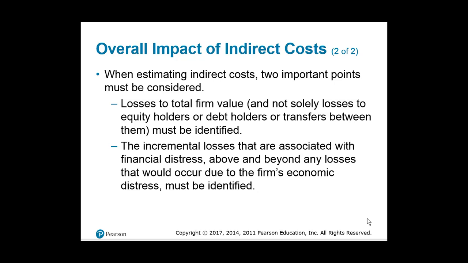So think, just before we get to the overhead, about these indirect costs. The loss to the total firm, the equity holders or debt holders, transfers between them. So if we're talking about the losses to the total firm and not just to equity holders or debt holders, we have to identify what these things are. This is what makes it very difficult to do. Then there are the incremental losses that are associated with financial distress, above and beyond any losses that would occur because of economic distress. These are the ultimate costs that we have to forecast and measure. So again, the costs are substantial, and in the end, they're very difficult to even measure.